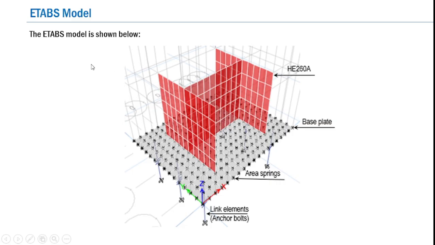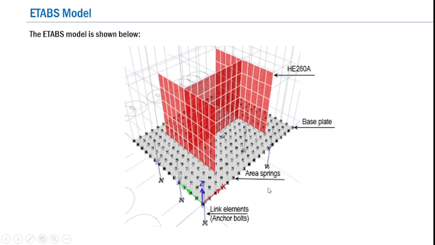Now let me show you the ETABS model. As you can see, it essentially consists of 4 components. The first one is the column profile, that is HE260A. Then we have the base plate, modeled using the shell formulation, and then the contact stress between the grout or the concrete and the base plate is simulated by means of area springs. And then finally we have the important link elements.